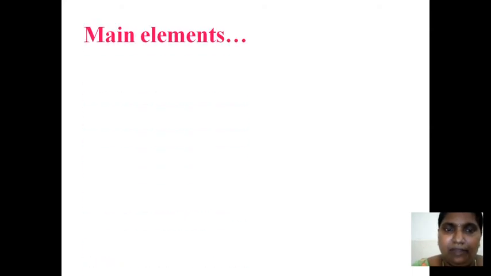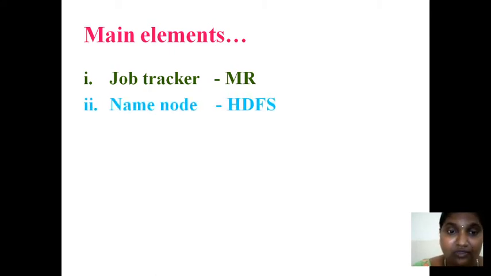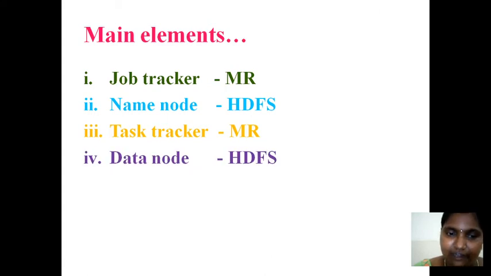Along with the mapper and the reducer and HDFS, we have four components initially. First one is the job tracker, which is an element in the mapper and the reducer. Next one is the name node, which is available in the HDFS. Next one is the task tracker, which is a part of MapReduce. Next one is the data node, which is a part of HDFS. See why I have given this alignment not in a sequence manner. If it's possible, I could start with the job tracker, later task tracker, later name node and data node.